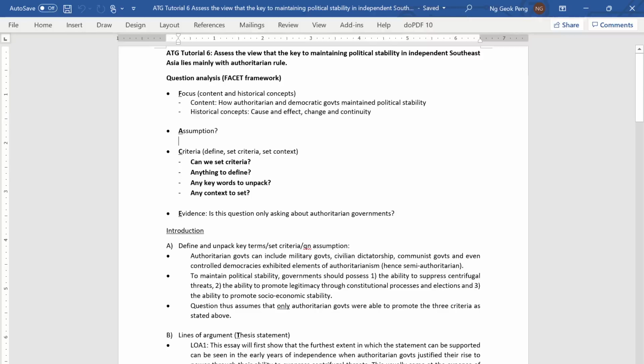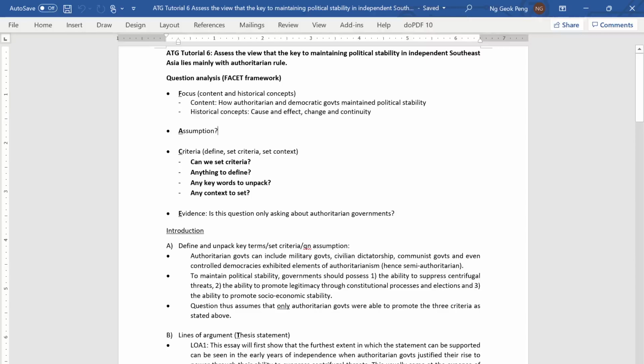And the concepts are always kind of the same. We're always looking at cause and effect because it's about effectiveness. So there must be something that happens in order to cause effectiveness or not effective, and then the effect will be whether it's effective or not effective. And the change and continuity is primarily because for this topic, remember we have phase one, phase two, phase three, and there are some changes here and there. So definitely we are looking at change and continuity.